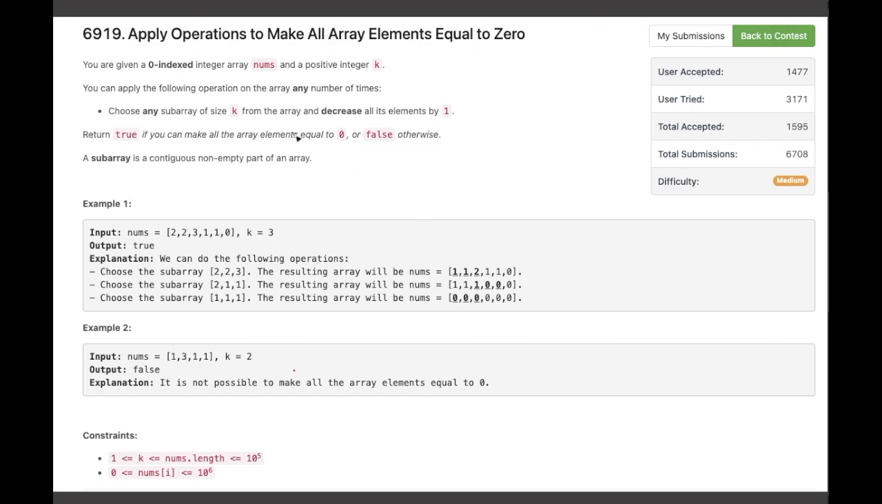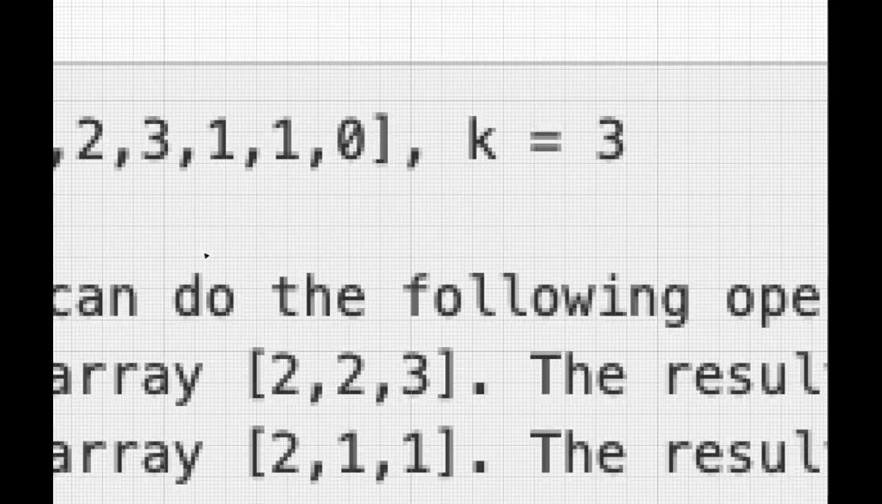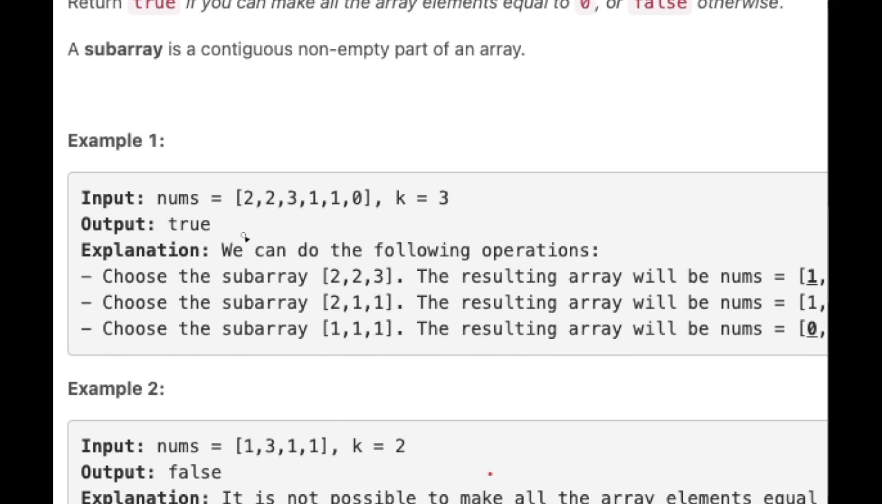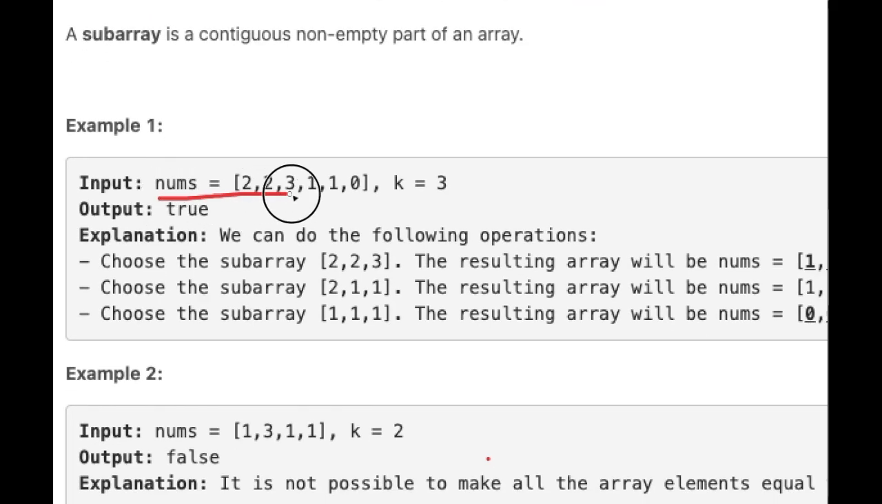Basically, you are given an array and also an integer k, and what you want to do is select any window of size k and decrease all the elements inside that window by 1. For example, in the first example here, you are given nums like this, 2, 2, 3, 1, 1, 0, and k is 3. So this is returning true.